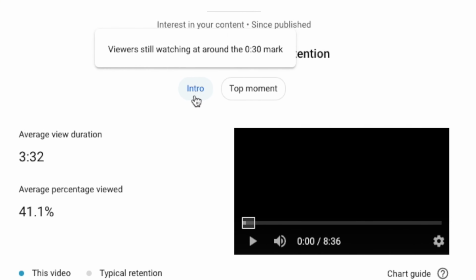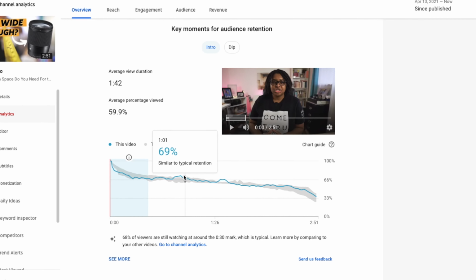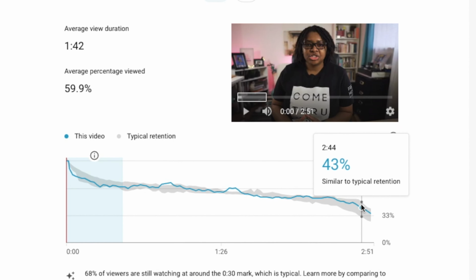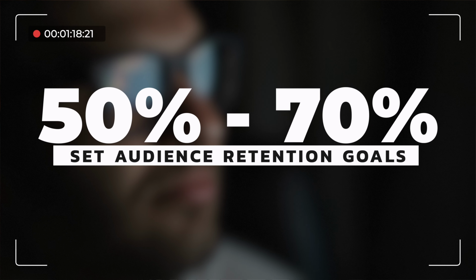YouTube counts the intro as the first 30 seconds of your video. Most people will see about the middle length of the video, where people are watching, or at the end, trying to get at least a goal of 50%, which is good. That means that of the people that click, at least half of them got to the end. So somewhere between 50, 70% and better is really the goal that you want to shoot for.